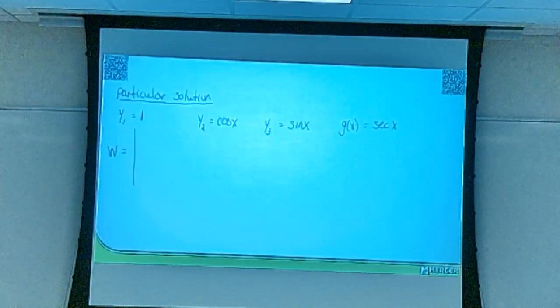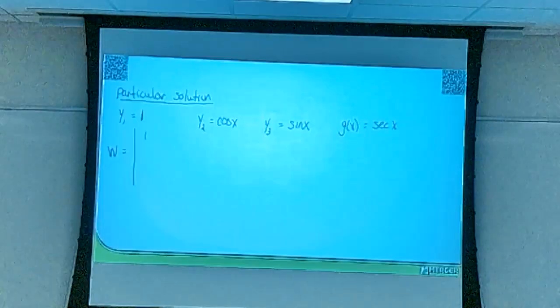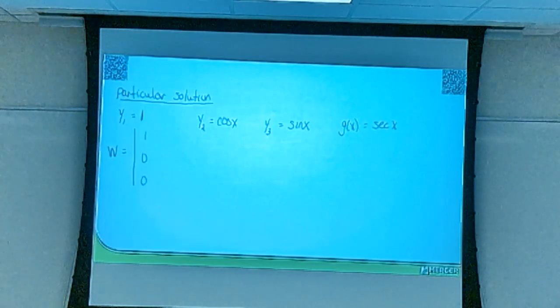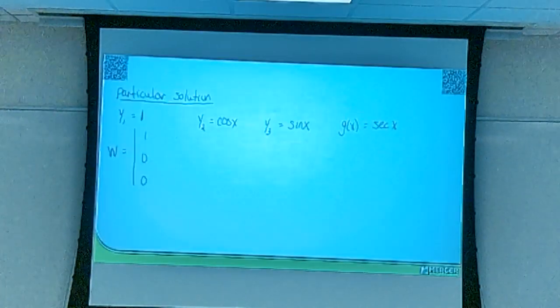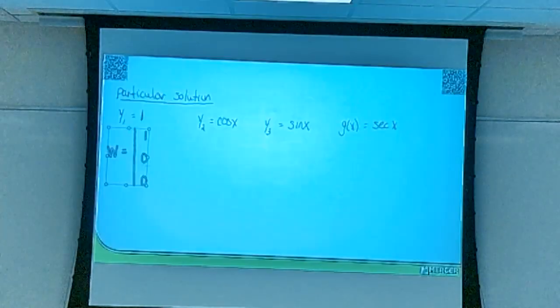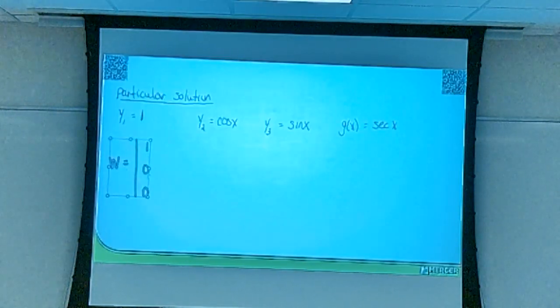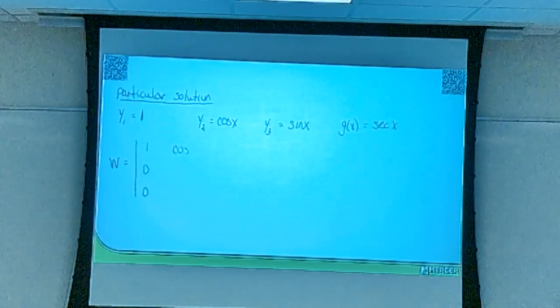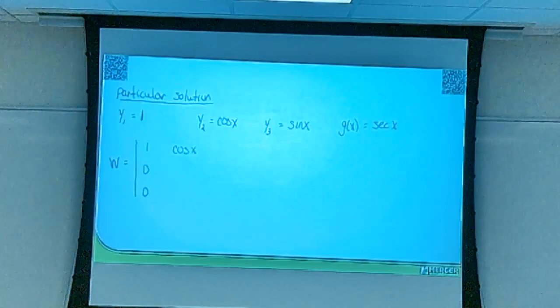First column is Y1, Y1 prime, which is what? Yeah. And Y1 double prime, which is what? Yeah. There's your first column for the Wronskian. Second column is Y2. Probably need to move this down. Now Y2 prime, and Y2 double prime.